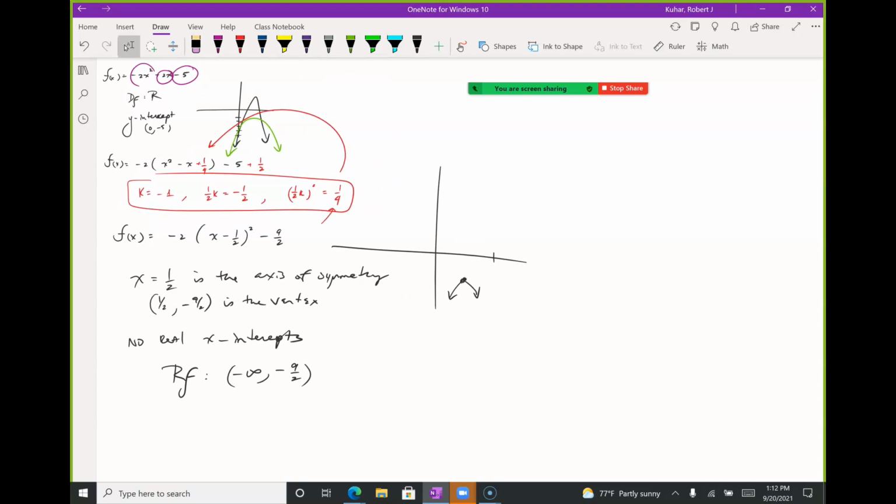And you're like, well, how am I going to remember what I'm supposed to do? Well, MathXL is going to prompt you. What's the range? What's the vertex? What's the axis of symmetry? What are the intercepts? It'll prompt you. And then you'll catch on to what you need to be thinking about.